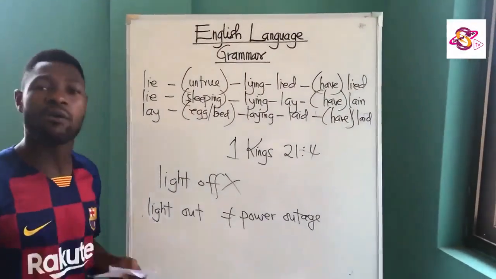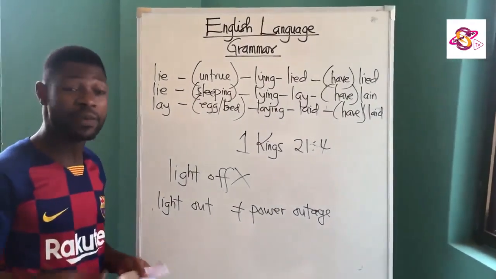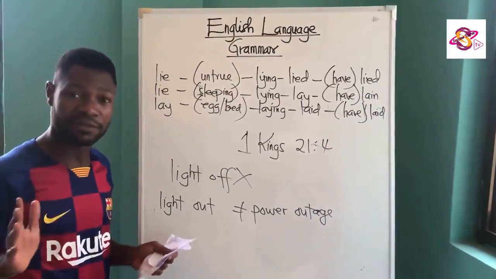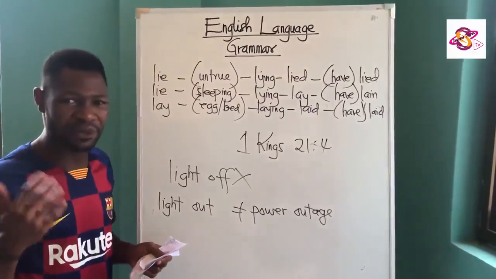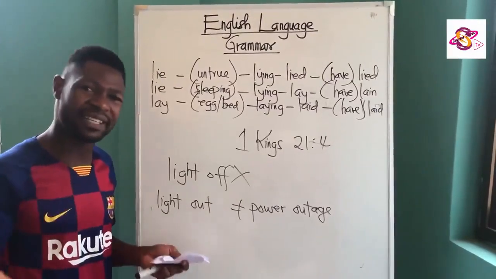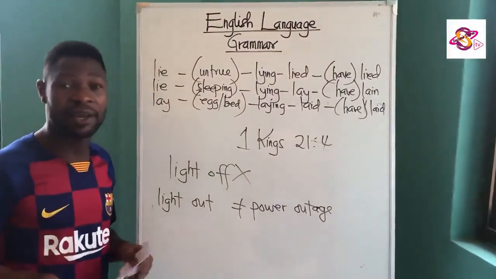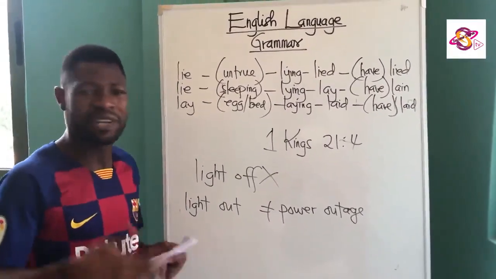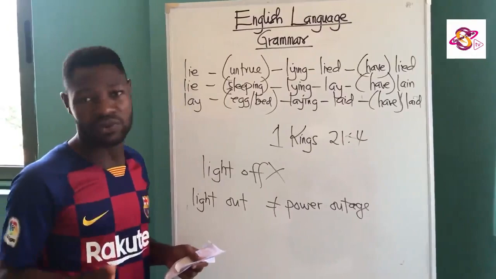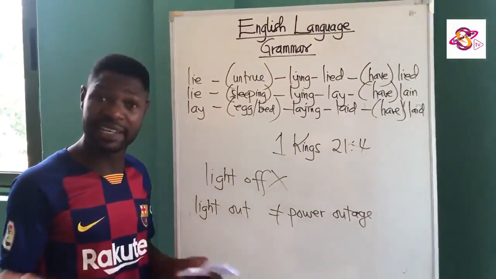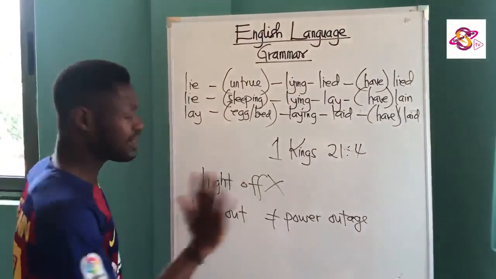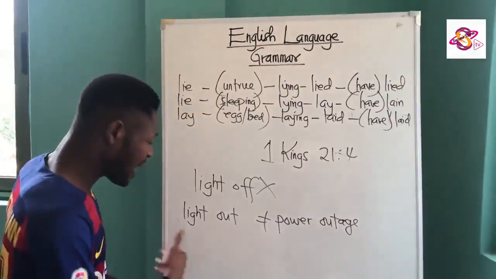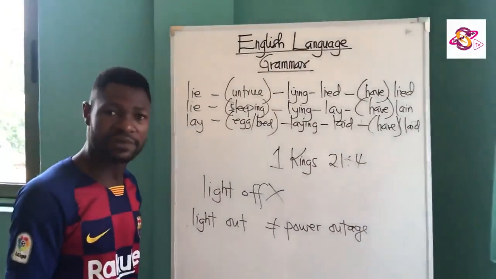Of course, it won't look pleasant for you to say, "Oh, mama, out." You see how it looks. But English is not about how pleasant the word sounds or how meaningful it is, but the rule. What is there to be said in the language? So if you say light off, that is off the mark. But we have light out, which is acceptable.